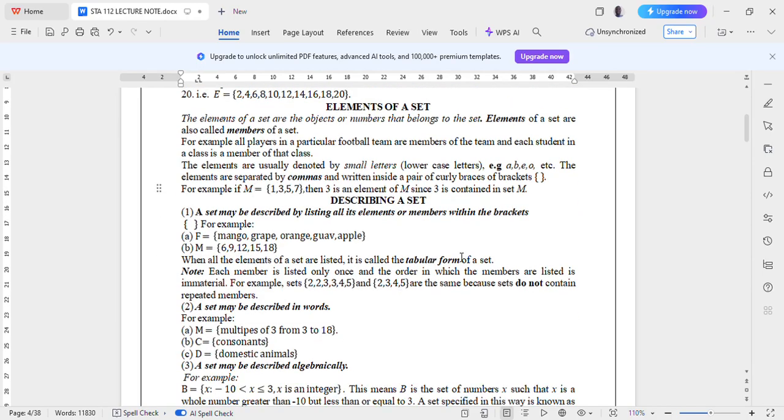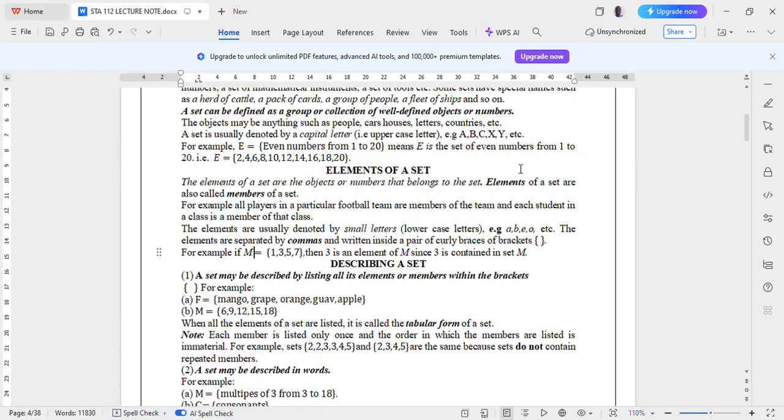How do you describe a set? It's not all the time that we write it as an expression. There are many ways to describe a set. The first one is that a set may be described by listing all the elements or members within a bracket. Look at the example. Don't forget the bracket I mentioned is a curly bracket. Please note, curly bracket. You don't just use any bracket. You use a curly bracket to contain a set.